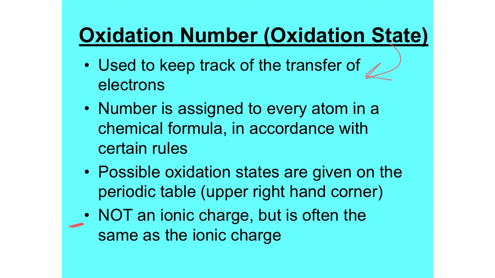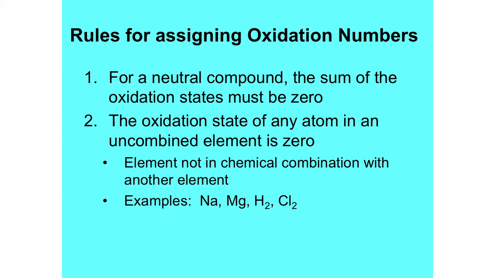So what we're going to do now is we are going to go through and figure out how to assign oxidation numbers to things. The reason why we need to be able to do this is going to be step 1 of all of the problems that we're going to have for this unit.